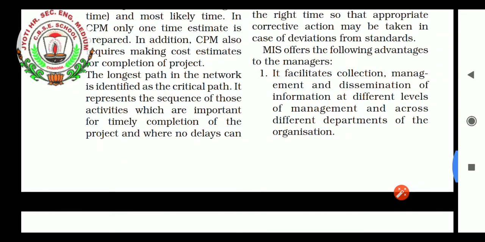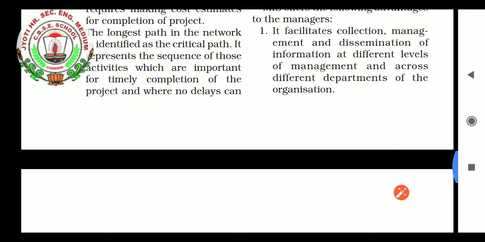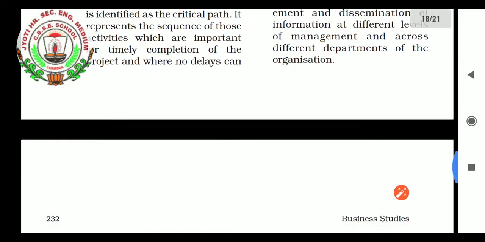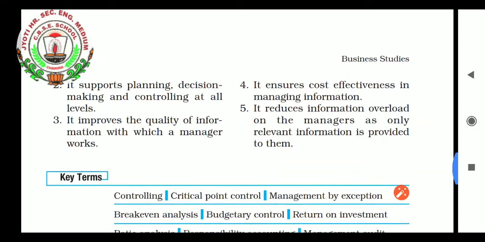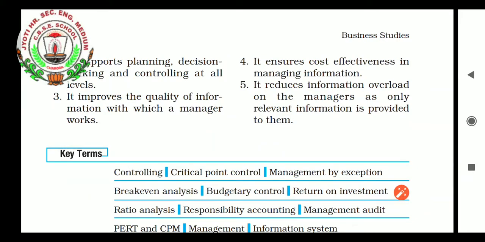MIS offers the following advantages. It facilitates collection, management, and dissemination of information at different levels of management and across different departments of the organization. It supports planning, decision making, and controlling at all levels. It improves the quality of information with which a manager works. It ensures cost effectiveness in managing information. It reduces information overload on the managers as only relevant information is provided to them.